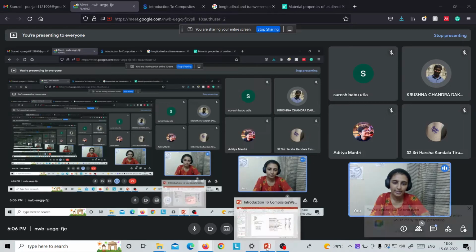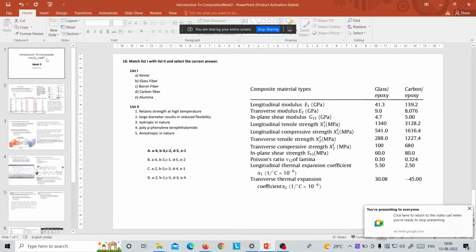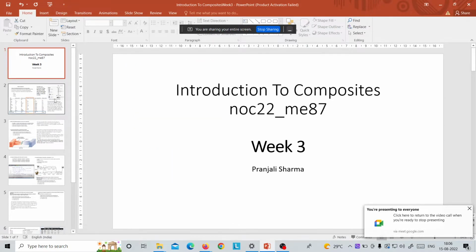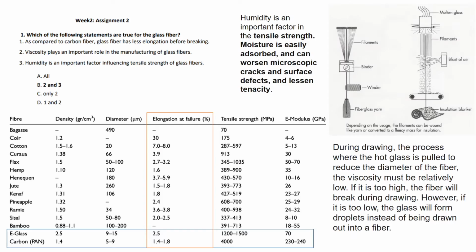So today I'll be explaining the answers of assignment 2, which has already been posted on the website. Let's start with the first question. The first question was, which of the following statements is true for glass fiber? The statements are as follows. The first says that as compared to carbon fiber, glass fiber has less elongation before breaking.